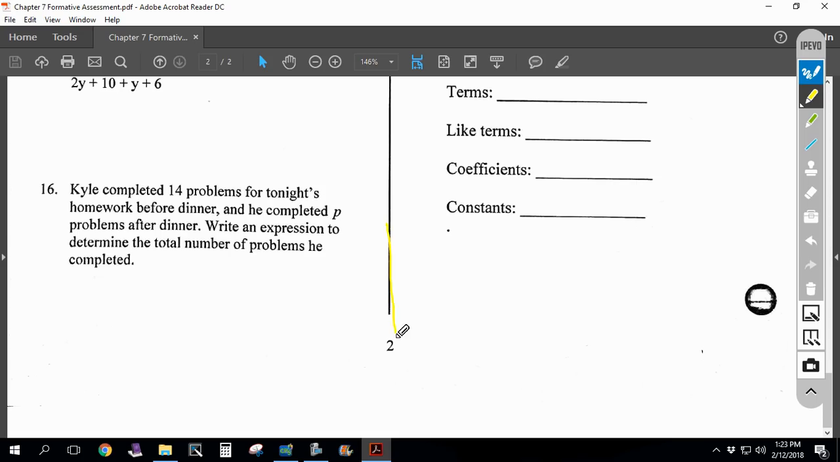So let's imagine this line right here is representing lunchtime. We know that he completed 14 before dinner time. This is dinner. And then he did P afterward. If we're trying to figure out how many total he did, we know it's going to be adding, right? Not multiplying or dividing or subtracting, adding. So we know it's going to be 14 plus P, and then I would also accept P plus 14.